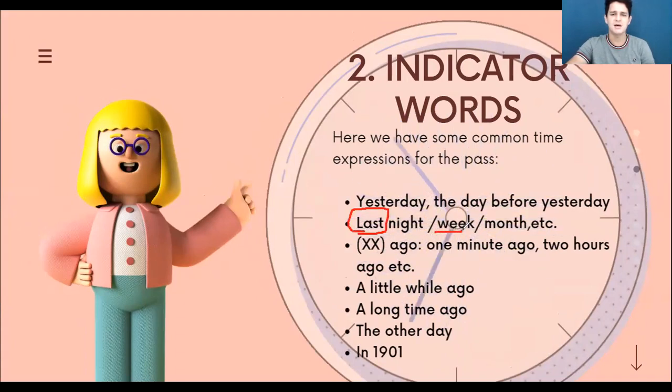La semana pasada, last week. El mes pasado, last month. El año pasado, how do you say that? Last year, okay? So, and then we have an expression of time, a time expression, plus ago. Ago is something that means hace. For example, hace un minuto, 1 minute ago. Hace un minuto estábamos hablando acerca de los usos. We were talking about the uses 1 minute ago, okay?